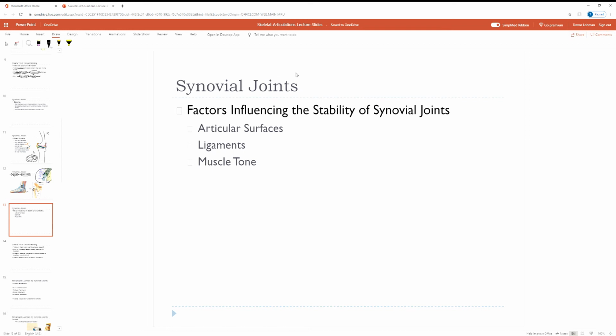All right, so what influences joint stability then? Well, three things. This really should say congruency of articular surfaces. So how well do the articular surfaces fit together? The amount and strength and orientation of the ligaments, and the amount of muscle tone. Surprisingly, muscle tone is the most important. It probably wouldn't seem that way.